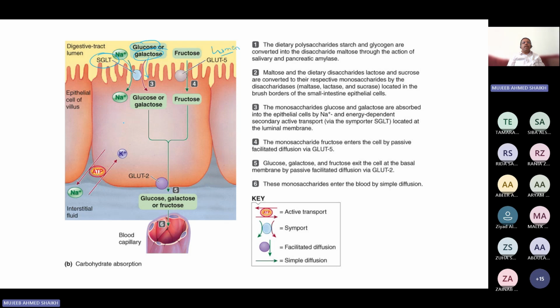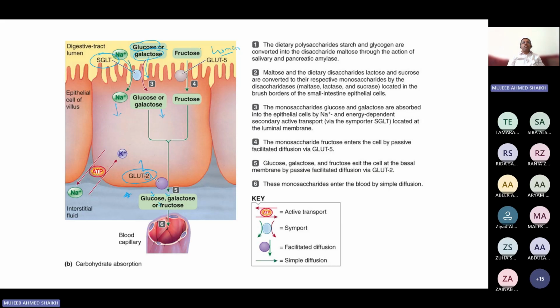Once they are inside, sodium has entered the cell now, and glucose has also entered the cell. This is sodium. This is glucose and galactose. Where will they go? They will go to the interstitial fluid in this space. How will it leave the cell? By the back door, by a special channel. We call it GLUT, glucose transporter, simple, no combination with sodium. But this GLUT has a number. So GLUT2 will transport glucose, galactose or fructose, all three.